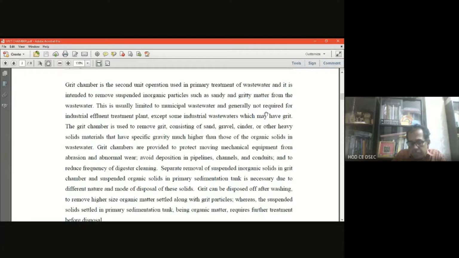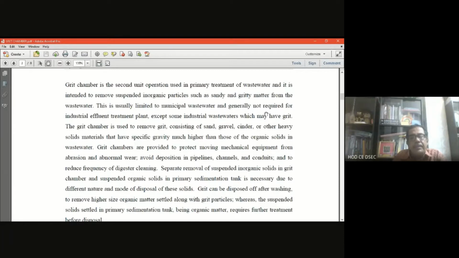Now, this is basically limited to municipal wastewater. If we talk about industrial wastewater, this type of grit chamber may not be required. So this second unit operation of the preliminary treatment, the grit chamber, is valid for municipal wastewater treatment. Okay. Now, the grit chamber, as I told you, is to remove the grit particles.